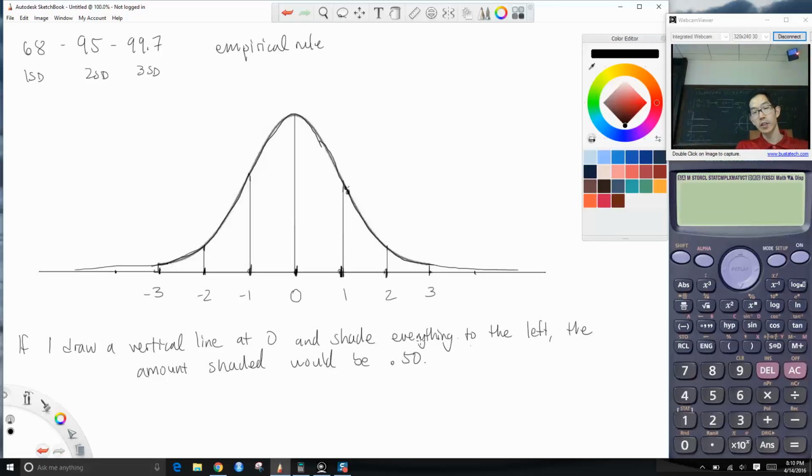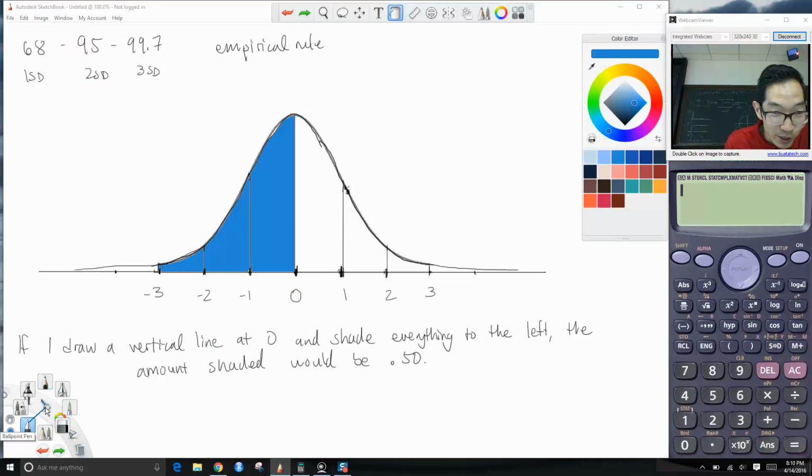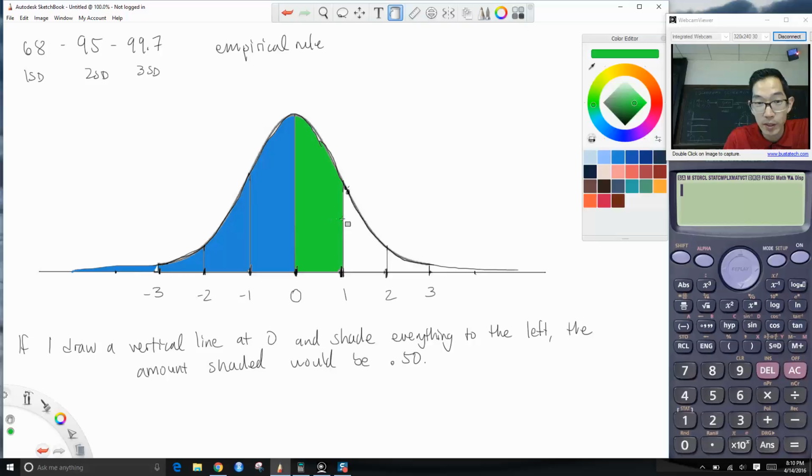All right, so now do a little bit of thinking here. If I draw a vertical line at 1 and I shade everything to the left, how much would be shaded? So I'll shade in a little bit of blue here. Hang on, let me finish drawing in this thing here. So this would be the blue area.